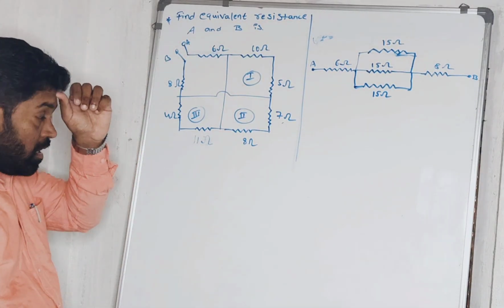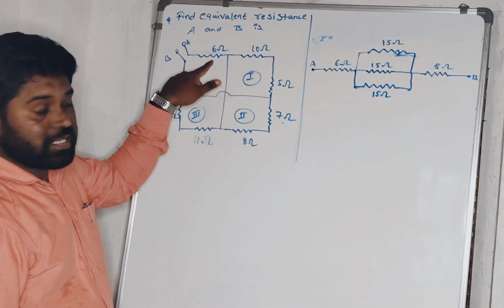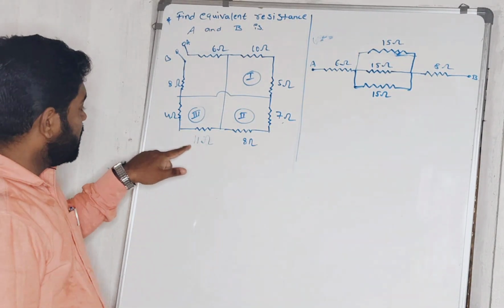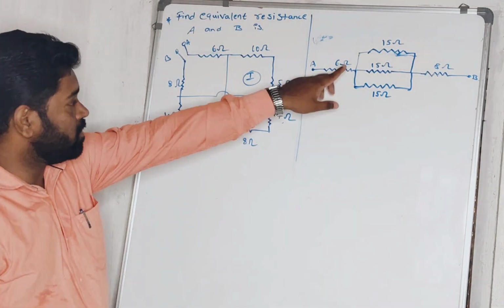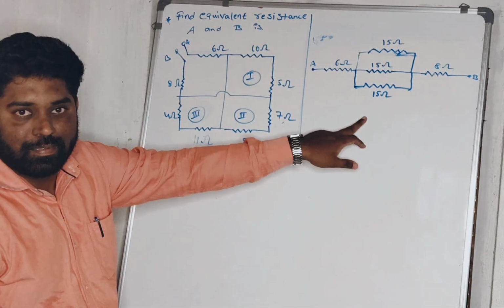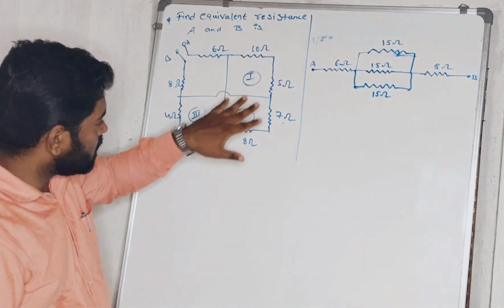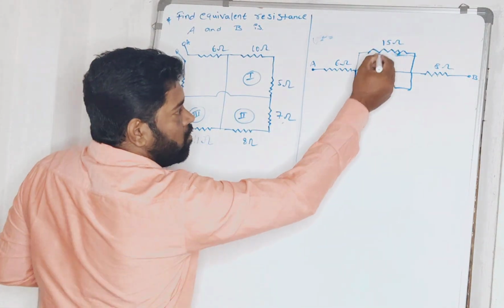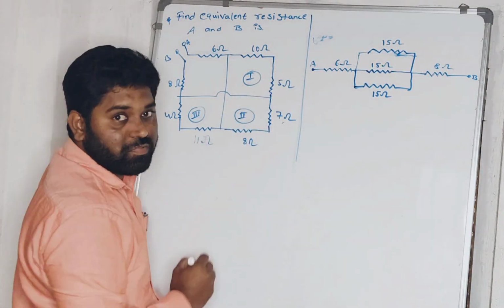Understand this condition. Here 6 ohms is the starting, 10 plus 5 is 15 ohms, 7 plus 8 is 15 ohms, 11 plus 4 is 15 ohms. The 3 branches are in parallel. These are in series, the 3 branches are in parallel. Of course, 1 by 15 plus 1 by 15 plus 1 by 15.